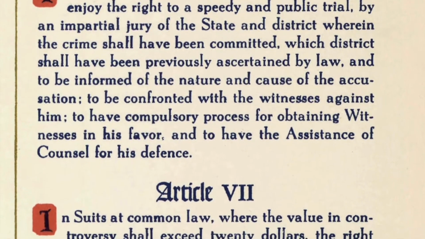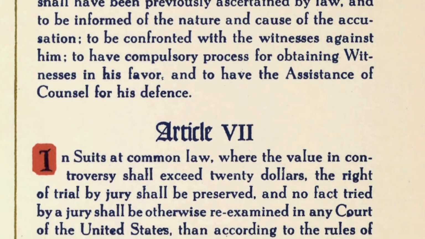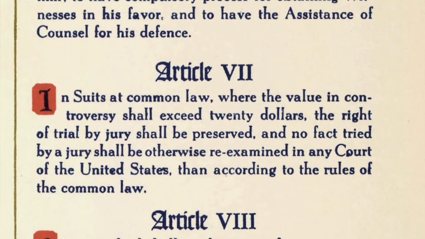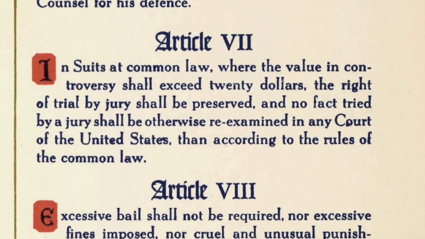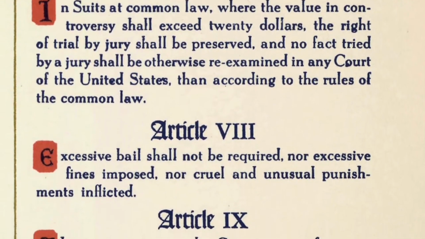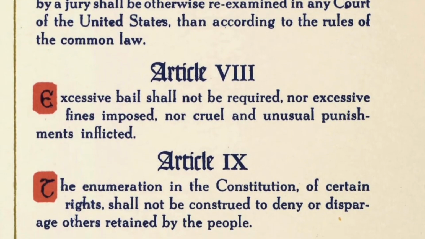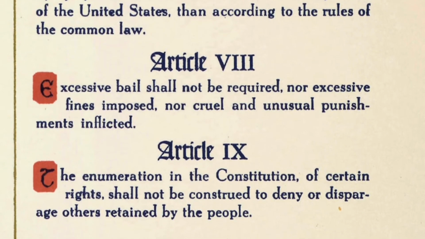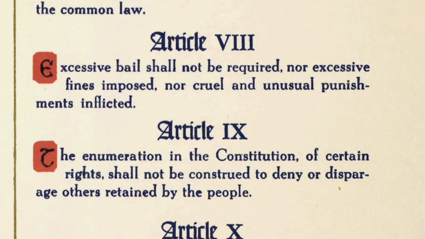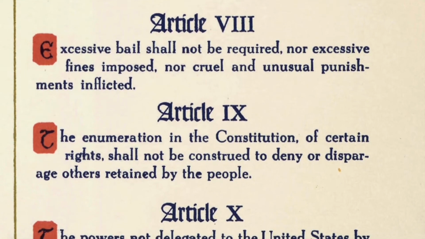The Seventh Amendment prohibits the government from denying people the right to trial by jury. The Eighth Amendment prohibits the government from imposing excessive fines, bail, or cruel and unusual punishment. The Ninth Amendment prohibits the government from using the Constitution to deny people rights. Rather, it should be used to provide people rights. And the 10th Amendment limits the federal government to the powers provided by the Constitution, and those that are not remain within the power of the states.